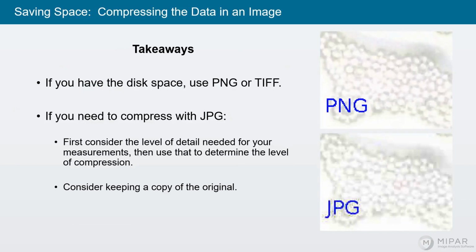So some takeaways for this point: if you have the disk space, I very much recommend using PNG or compressed TIFF images. If you need to compress with JPEG, for instance to send it across the internet rapidly, first you need to consider the level of detail needed for your measurements, and then use that to determine the level of compression. And if you have a backup hard drive somewhere, I very much recommend keeping a copy of the original, because once you've compressed an image, you can't go back.